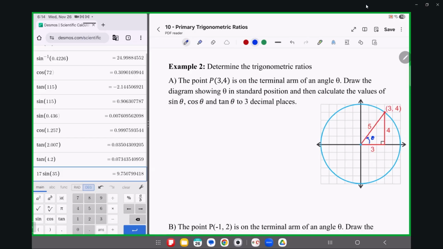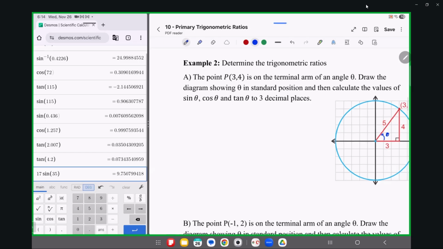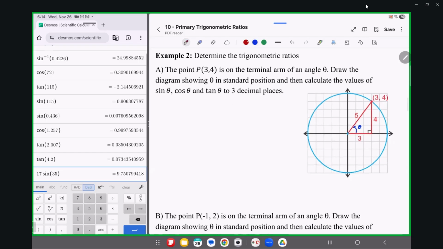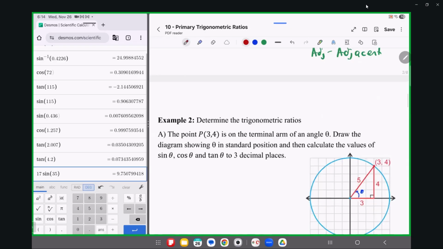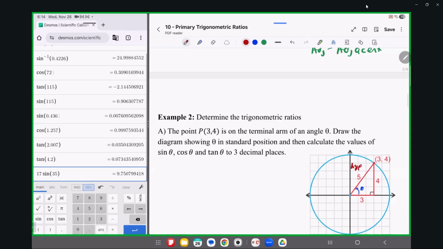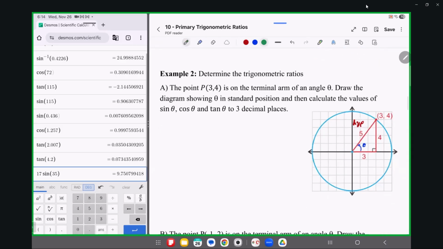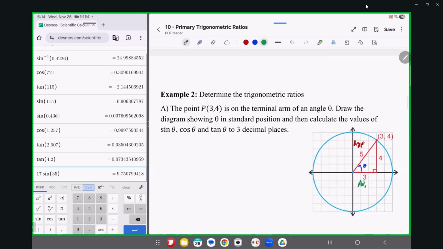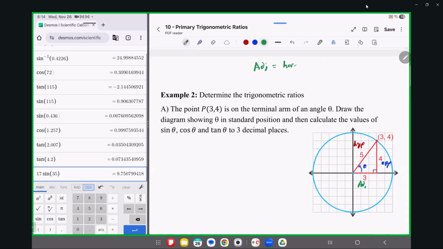So how did we get that this was 5? Well, remember, 5 would be the hypotenuse. The adjacent would be 3, and the opposite will be 4. It's worth noting that the adjacent is the horizontal component of a point. So typically this is your x value.